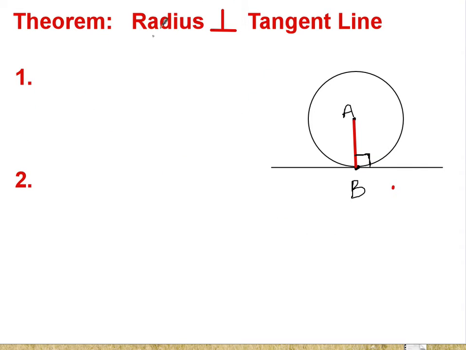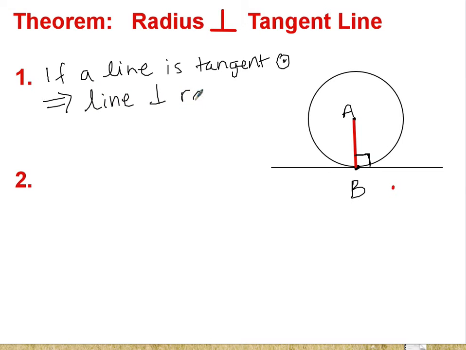So one part of this theorem: if a line is tangent to a circle, then the line is perpendicular to the radius that meets at the point of tangency. If you were writing a proof or just explaining, you could just tell me that the radius is perpendicular to the tangent line. It's implied that it's perpendicular at the point of tangency.